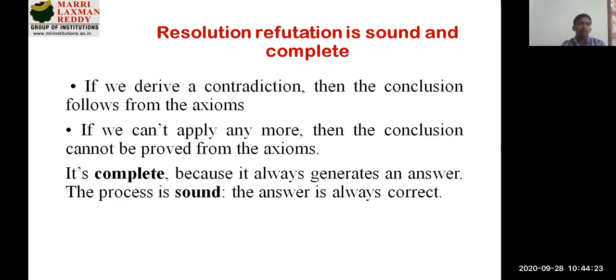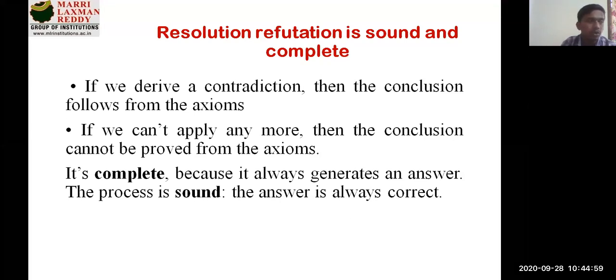So basically, resolution refutation is complete and it's also sound. What does this mean? Why are you calling it complete, or why is it sound? It's complete because it always generates an answer. That is the main thing you need to keep in mind. So the resolution refutation method is always complete because it finally generates an answer. It is also called sound because the answer is always correct. There is no possibility of saying that the answer is wrong.